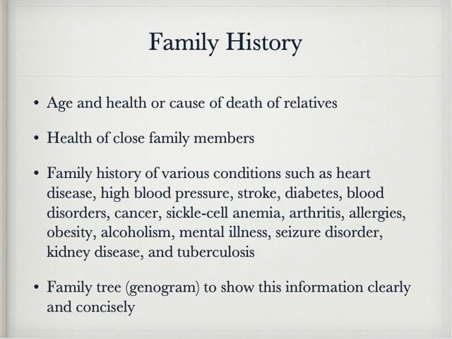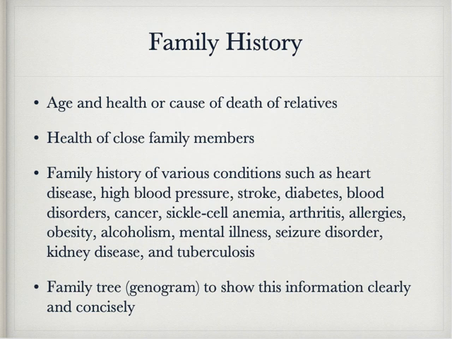Like I mentioned, age and their health, and you could put alive and well. A and W is alive and well. You can put that as an abbreviation. Cause of death for the relatives. I kind of already mentioned all this. Health of very close family members. So if their children are healthy, you put well, alive and healthy.